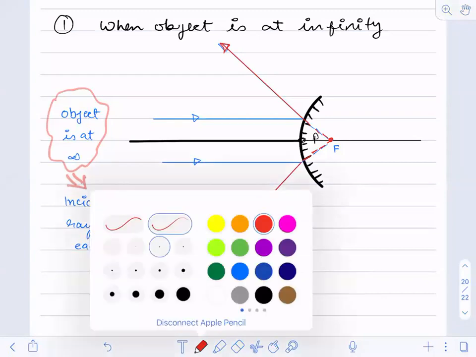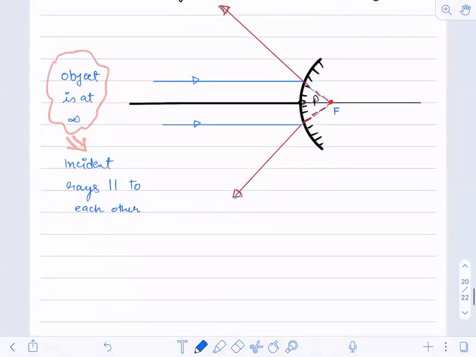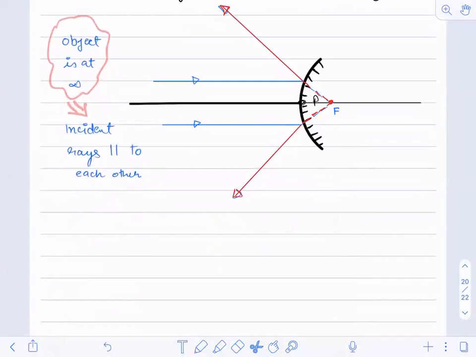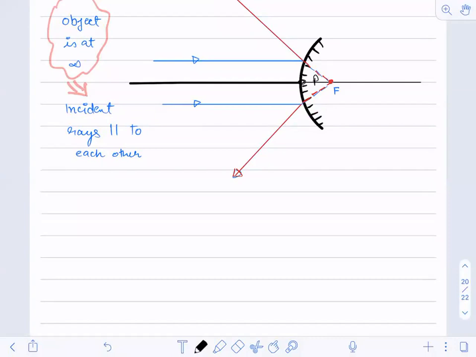So now you tell me, are these rays actually meeting together? Yes or no? No. So if they are not meeting, what do they do? They appear to meet. And in cases where they appear to meet or appear to come, will the image be real or virtual?